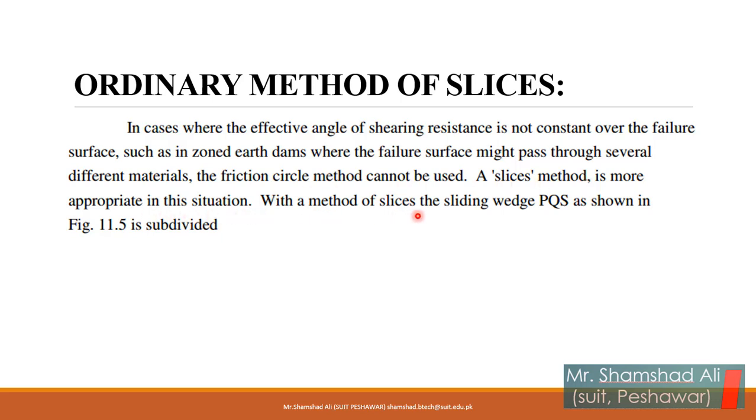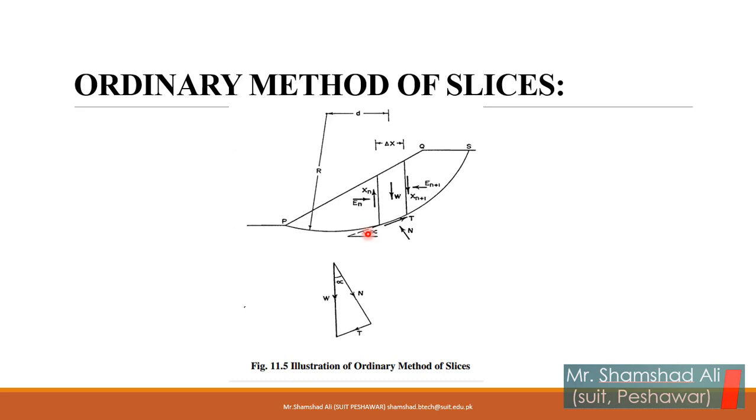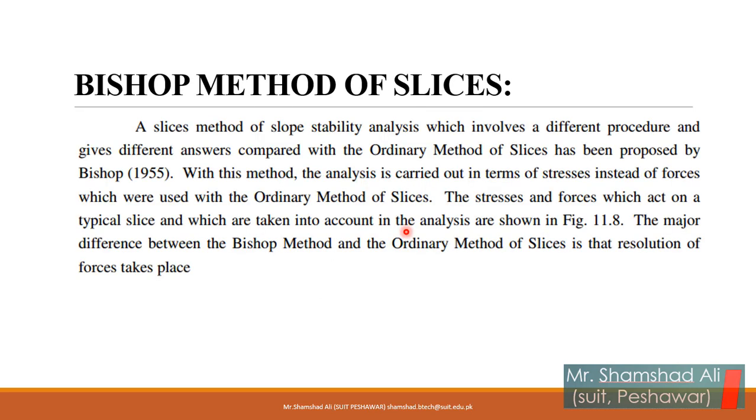With the method of slices, the sliding wedge PQS shown in figure 11.5 is subdivided. As you can see, this is basically the slice, meaning a piece which will be analyzed. This is the delta x, this is the W, this is the X_n, this is the E_n, and this is also the shear. This is an illustration of the ordinary method of slices.